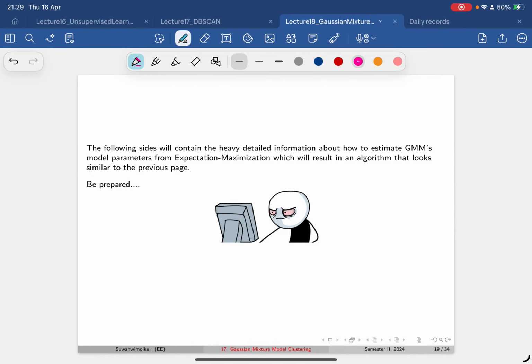Right. And in the following slide, I will start explaining the algorithm behind the Gaussian mixture model, which I already mentioned, that was expectation maximization. I want you to take a deep breath before we move on, because it's going to be long, and I'm so sorry, all of these will be handwritten. I hope you are still with me towards the end of this lecture. Right, okay, let's begin.